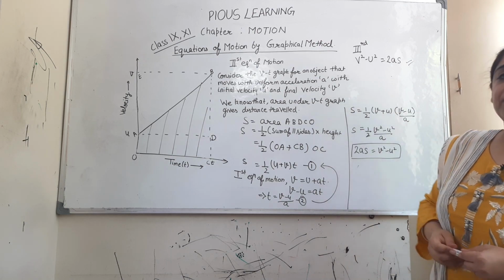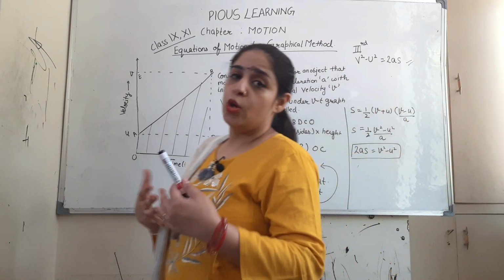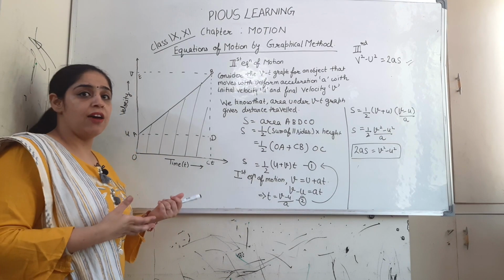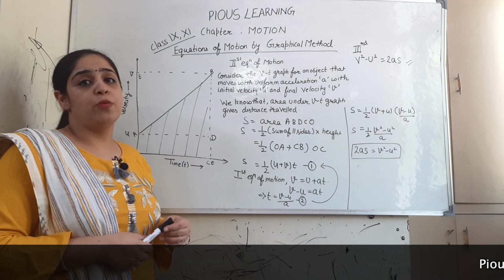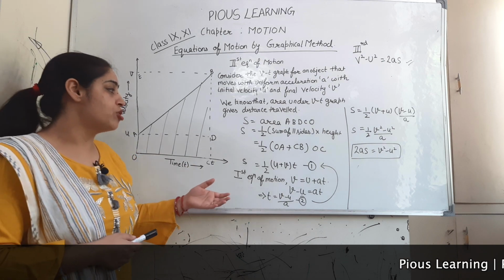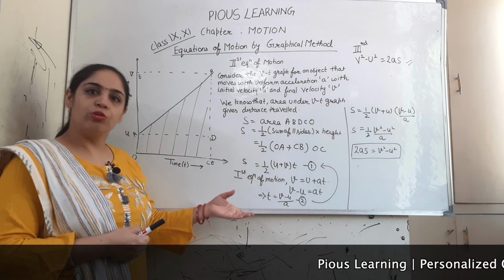This is very simple, just two practices, twice or thrice, draw the graph, mark the points, derive it, it's very easy. We'll also practice the numericals in the further coming sessions, but before that you should be through with these derivations.